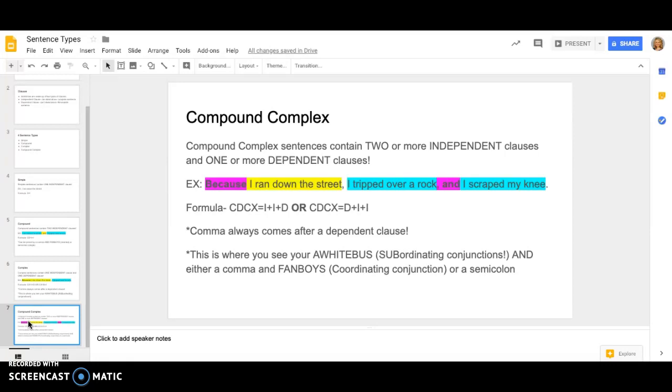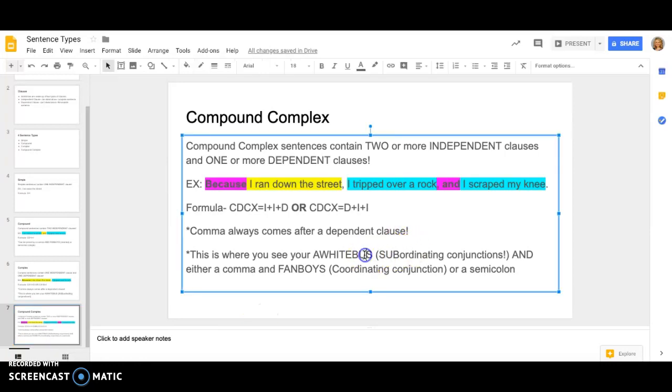In compound complex sentences, you're going to see two things. You're going to see a white bus somewhere. Remember, those are your subordinating conjunctions. Remember, we have bus and sub. So that means sub is bus spelled backwards. So keep that in mind when you're trying to remember the difference between your subordinating conjunctions and your coordinating conjunctions. So we know we're going to see a subordinating conjunction and we're either going to see a comma and a fanboy or a semicolon. So we'll see two things.